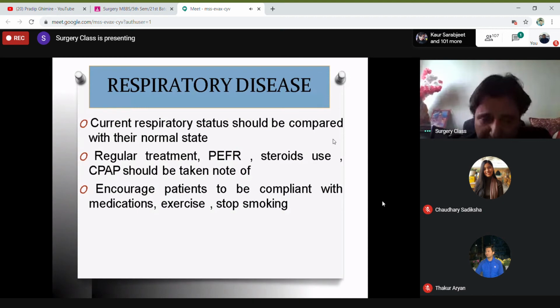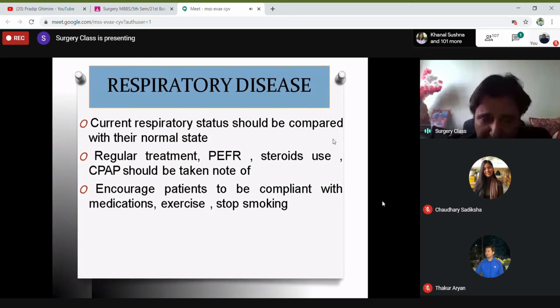Then intraoperatively you have to use hydrocortisone, and postoperatively you also have to continue hydrocortisone. In those situations you may get some pulmonary complications and other complications like wound dehiscence. The patient may go into sepsis. So you should know about the steroid use.